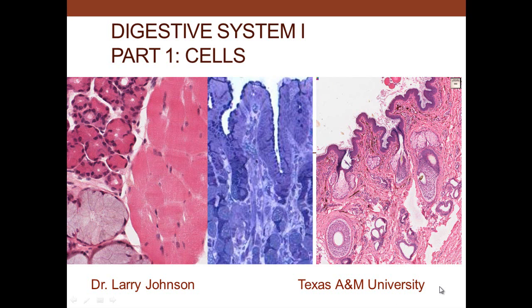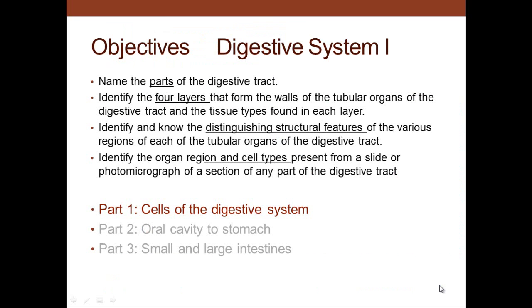Digestive System 1, Part 1, Cells. Digestive System 1 will have three different parts to it. We will start with the cells of the digestive system, talk about the oral cavity to the stomach, and then part 3 will be the small and large intestines.